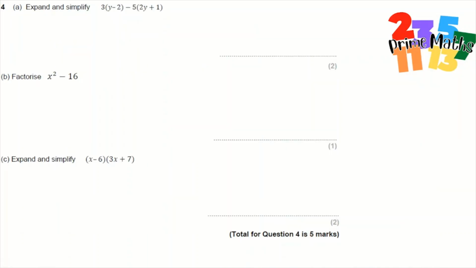Question 4, expanding the bracket, be careful of the minus in the middle. This is a common exam trick. 3y minus 6, take away 10y, minus 5 times 1 gives us minus 5. Collecting the like terms, we end up with minus 7y, take away 11.